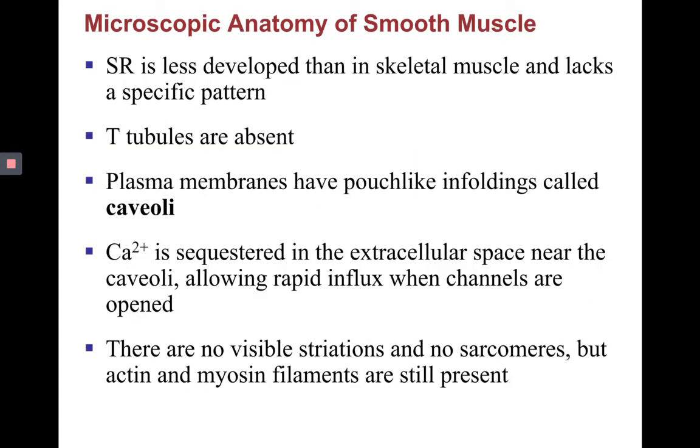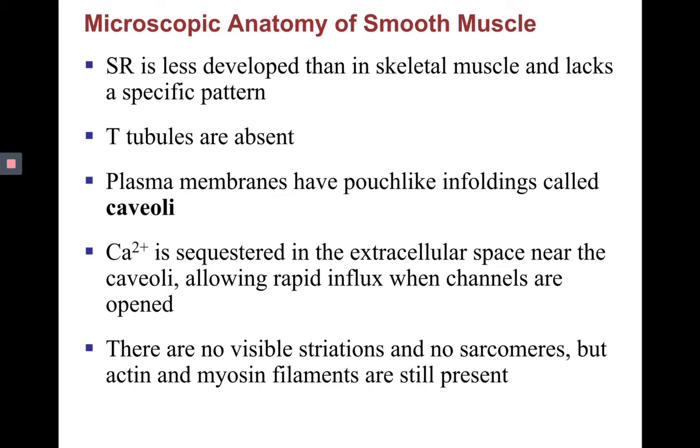You're not going to have a very well-developed sarcoplasmic reticulum. As we saw in skeletal muscle and smooth muscle, we're not going to have that specific pattern with T-tubules abutting the terminal cisternae of the sarcoplasmic reticulum, because the T-tubules are actually absent in our smooth muscle. Instead, you have on the outside, or the plasma membranes, of smooth muscle cells a pouch-like infolding called a caveoli, where there is extracellular calcium.